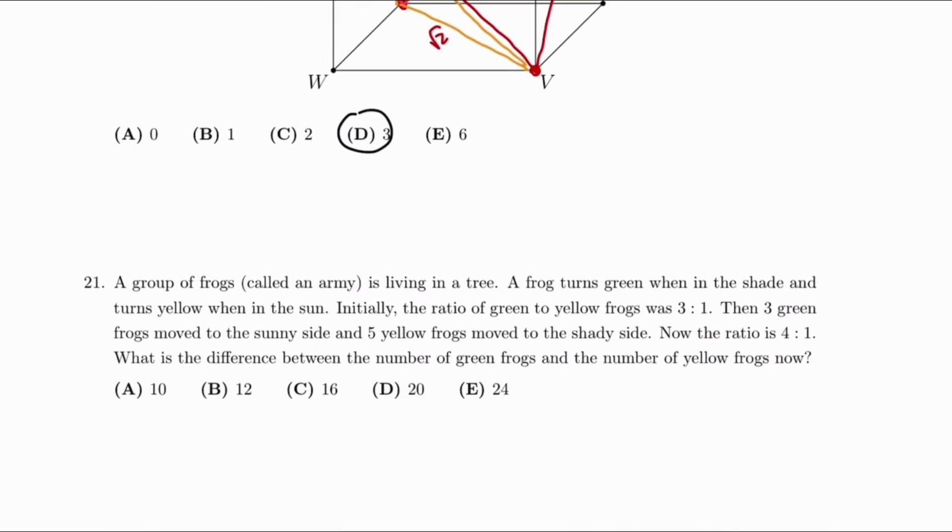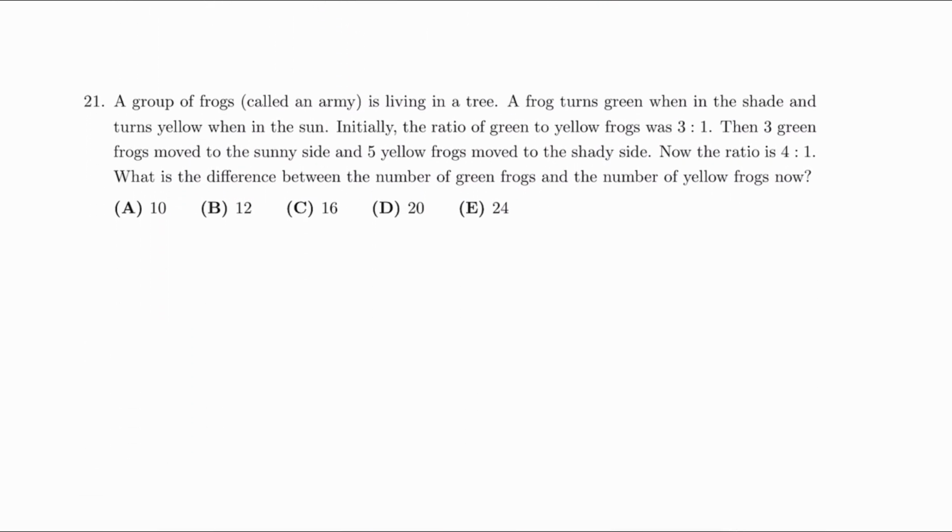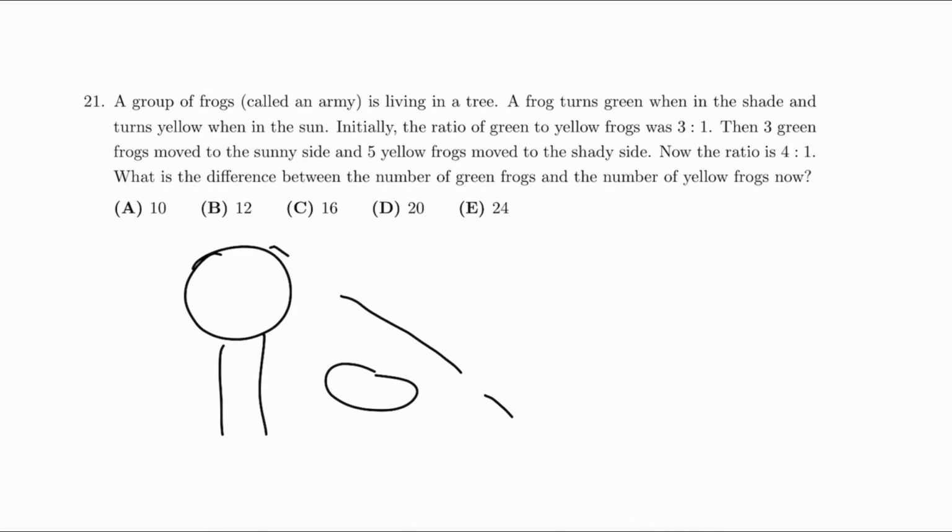All right, moving on to number 21. Number 21 says, a group of frogs called an army is living in a tree. A frog turns green when in the shade and turns yellow when in the sun. So when it's in the shade, very bad drawing, but it is green when it's in the shade.